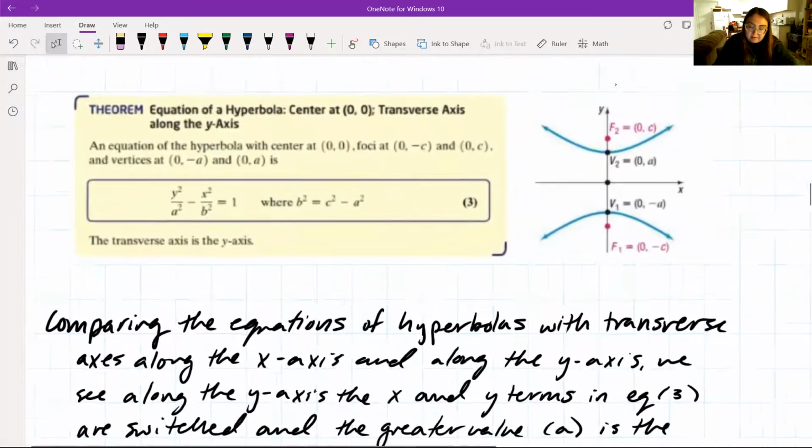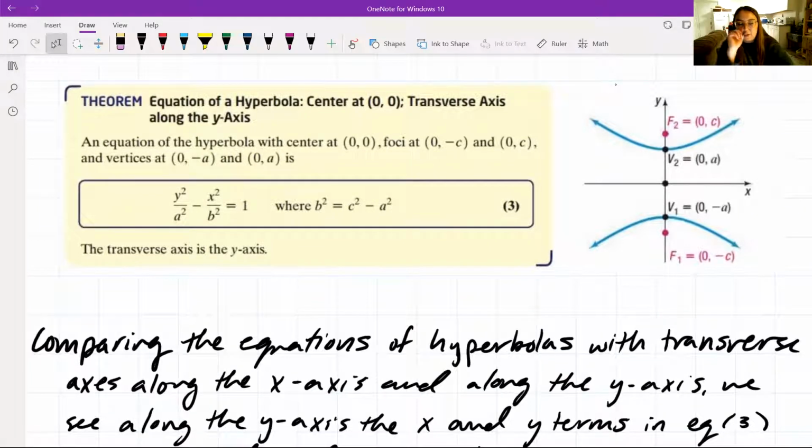All right. Just as before with our ellipses, where we found ellipses with our major axis on the x and y axis, the same thing goes for the hyperbola: we can also have our transverse axis be along the x-axis or the y-axis. In our last problem, we saw the transverse axis along the x-axis. So here's our theorem for it being along the y-axis.